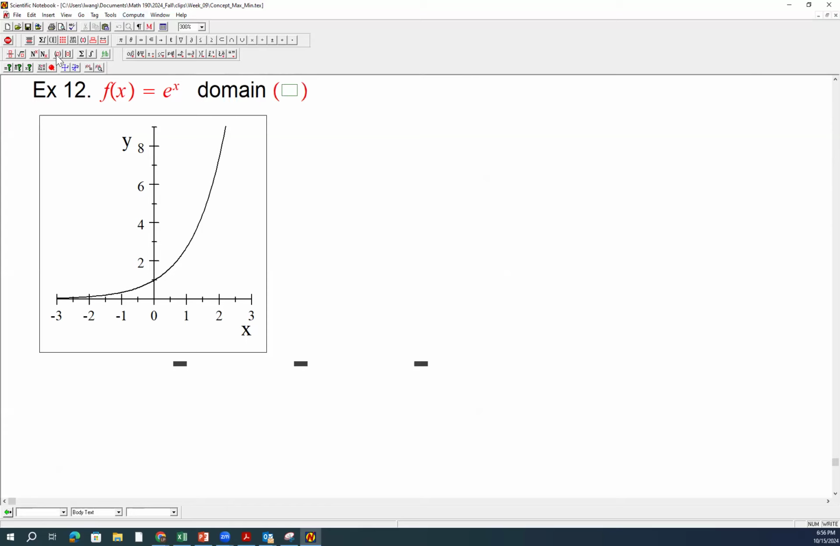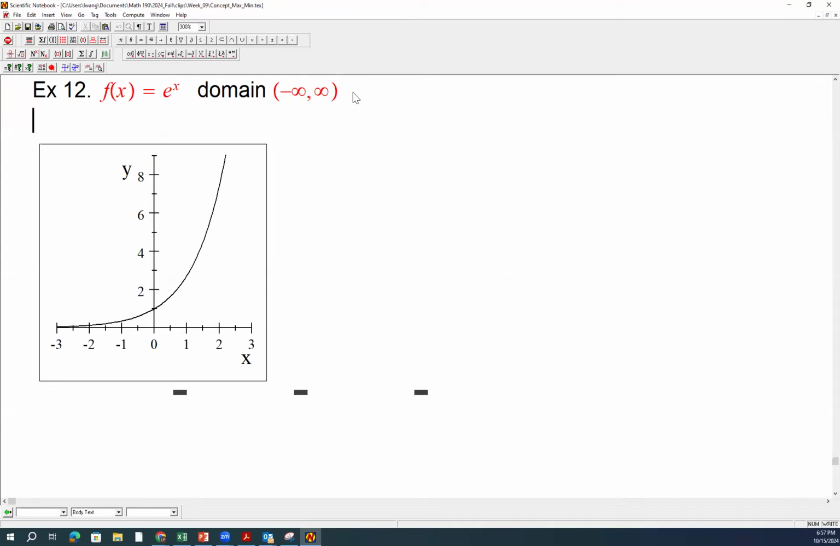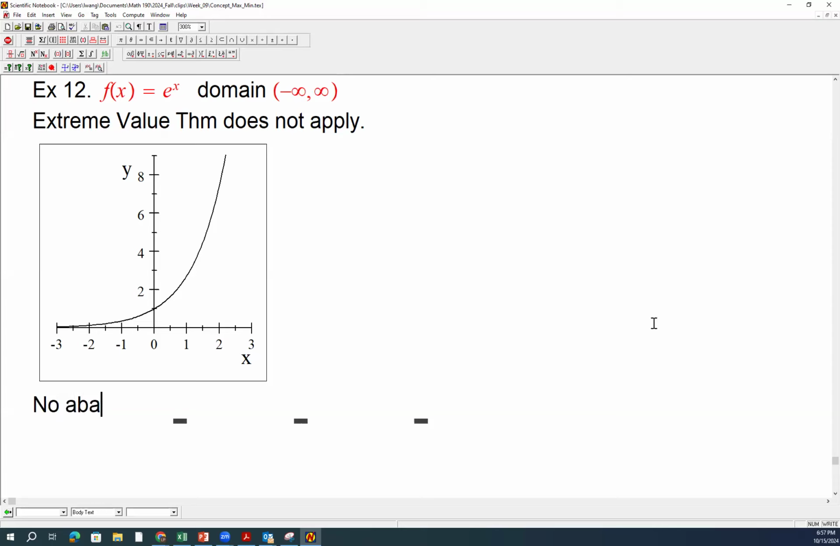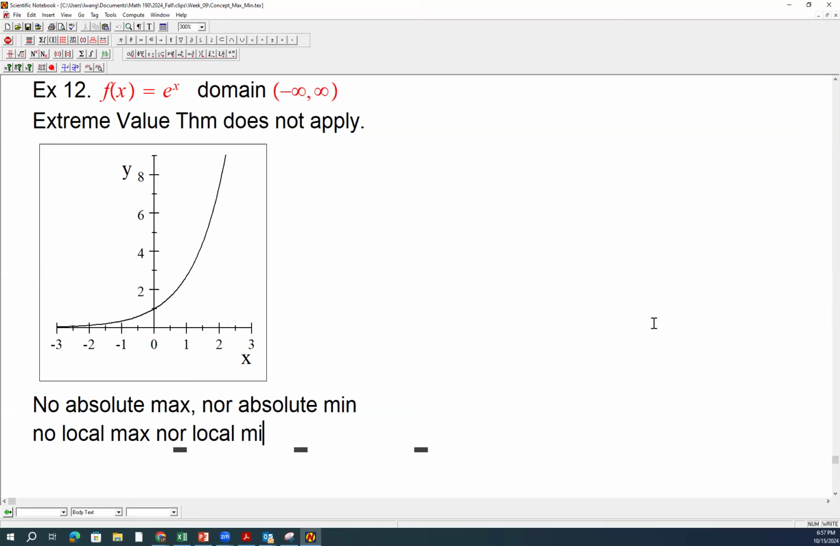Domain is all real numbers. Does extreme value theorem apply? No. Extreme value theorem does not apply here. Do we have absolute max, absolute min? No, we have no absolute max nor absolute min. No local max nor local min.